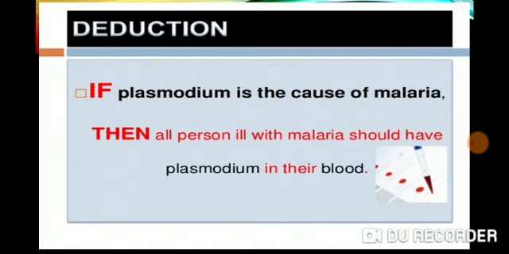Now the deduction. In deduction, as I told you earlier, we use the concept of if and then. If this is the cause, then what would be the result? If plasmodium is the cause of malaria, then all the people who are sick due to malaria must have plasmodium in their blood.